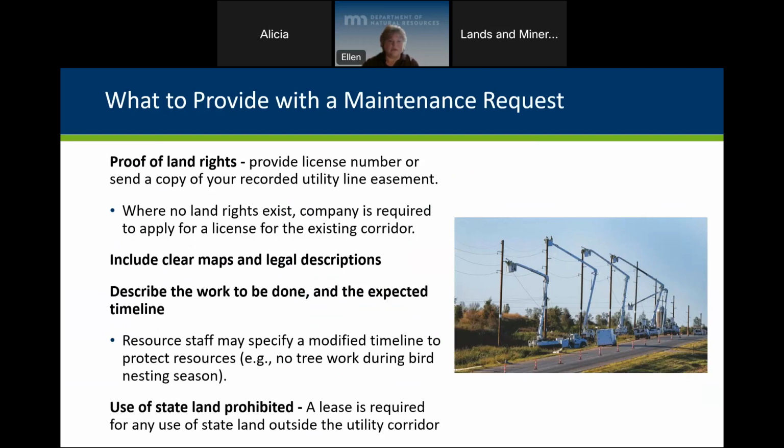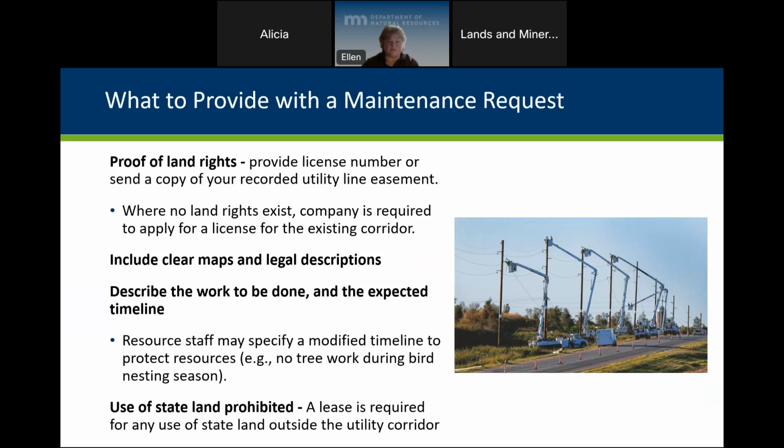Please include clear maps and legal descriptions. Describe the work to be done and the expected timeline for the project. Resource staff may specify a modified timeline to protect resources. For example, no tree work can be done during bird nesting season.